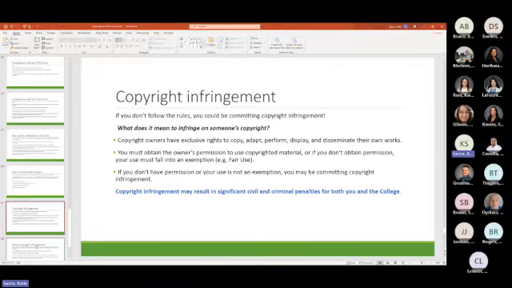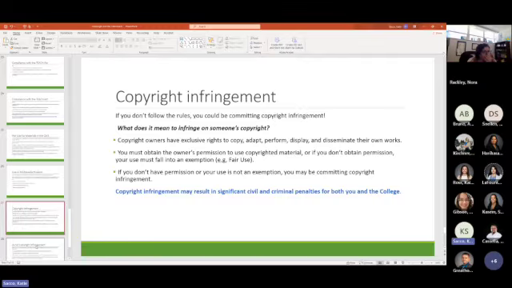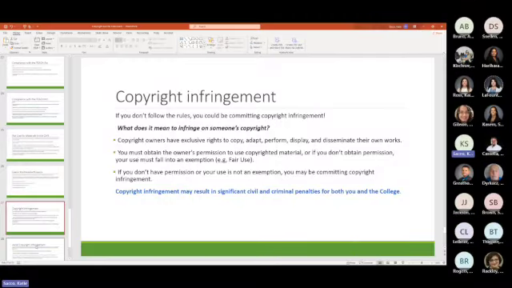All right, let's talk about infringement. What happens when you infringe on somebody's copyright? Well, I'll give you an example. At my previous institution, we had electronic reserves. We had someone give us what we thought was a personal copy of a chapter of a book to put on reserve. Well, it wasn't. It was something he had gotten digitally from somebody else.